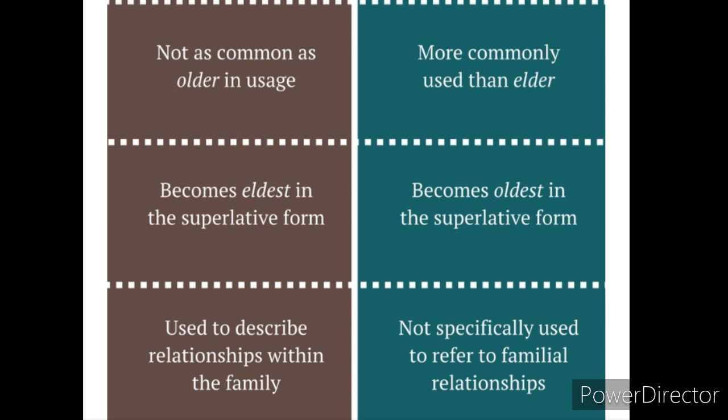Elder becomes eldest in the superlative form. Older becomes oldest in the superlative form. Words like elder and eldest are used to describe relationships within the family, whereas older and oldest are not specifically used to refer to familial relationships. If we use than in a sentence, we use older and not elder.